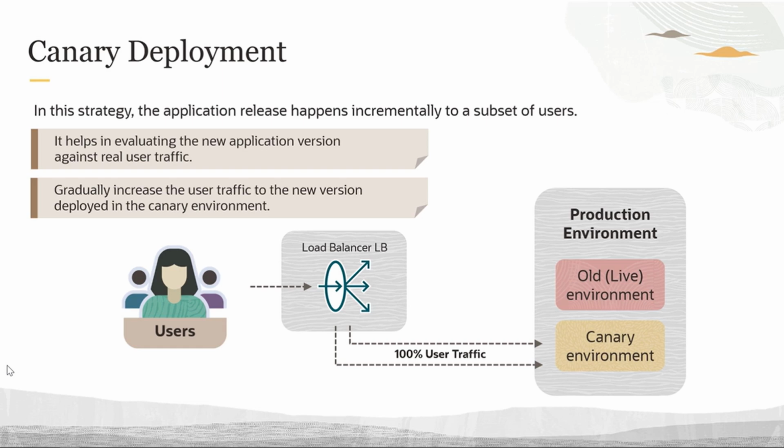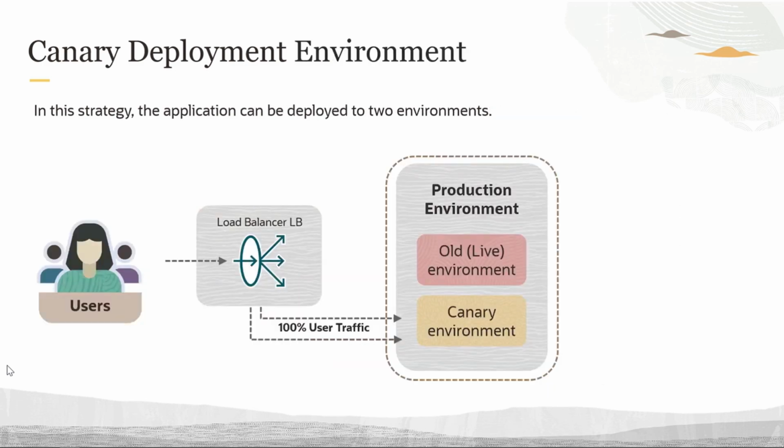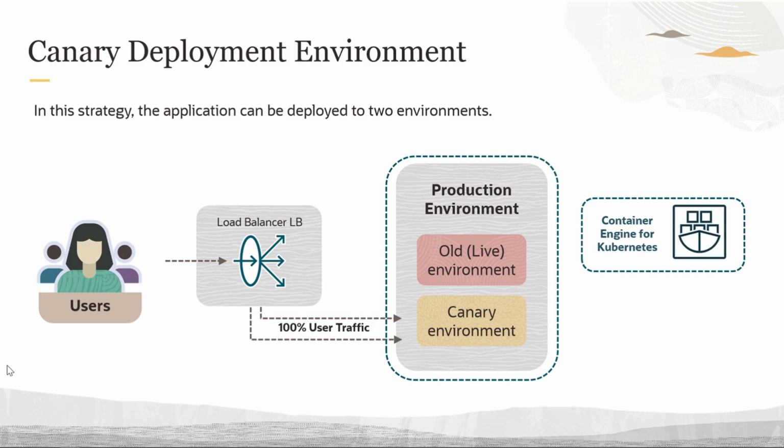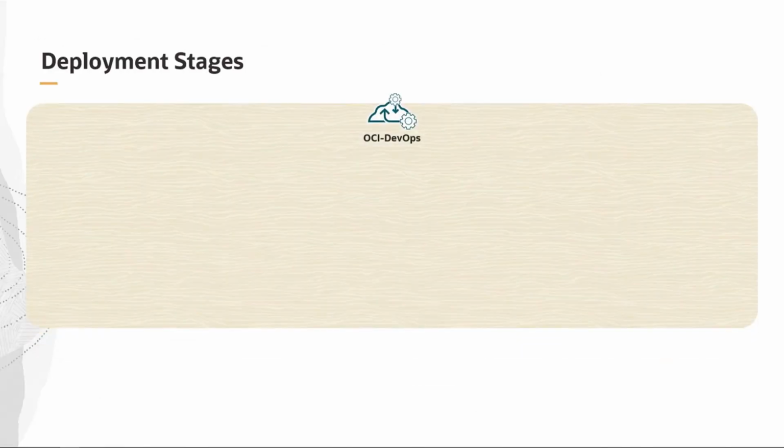These users can easily switch back to the previous version if any issue arises. You can deploy artifacts using Canary release strategy for Container Engine for Kubernetes, also known as OKE, and instance group deployment. In the OCI DevOps service, the Canary deployment strategy is implemented in 5 stages, of which one is optional. Stages are individual actions that take place during a run of a pipeline. Let's take a look at the stages for the Canary deployment.